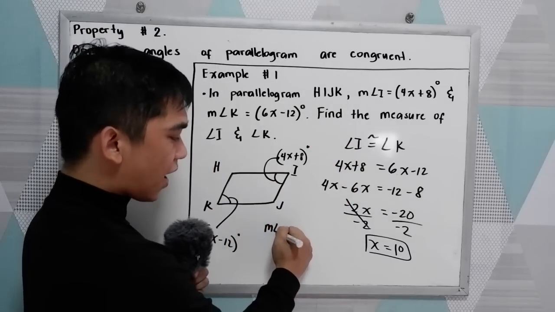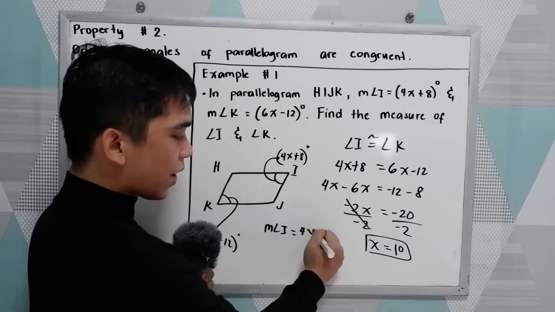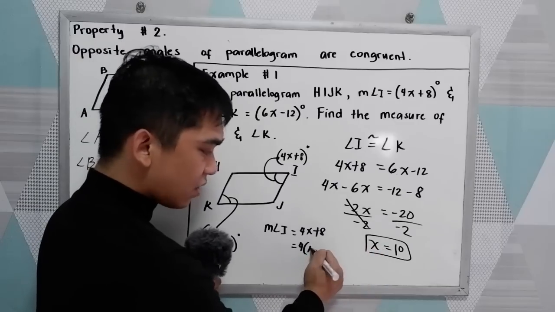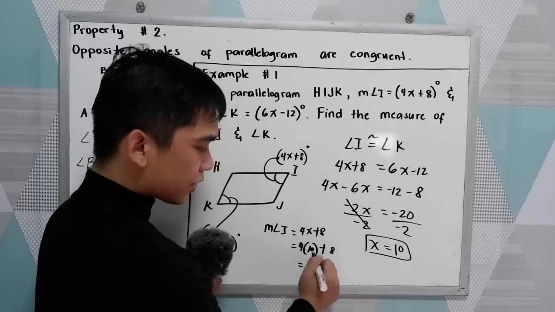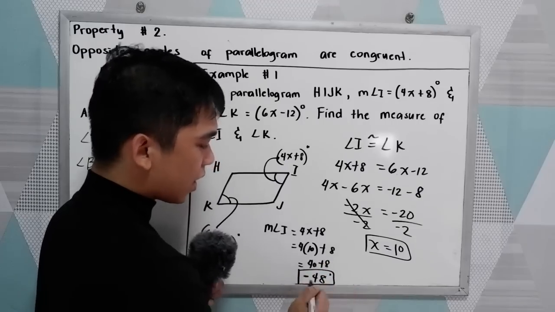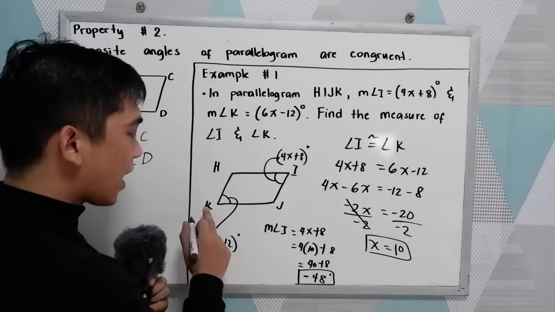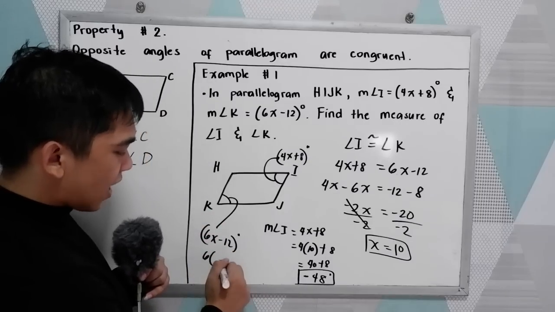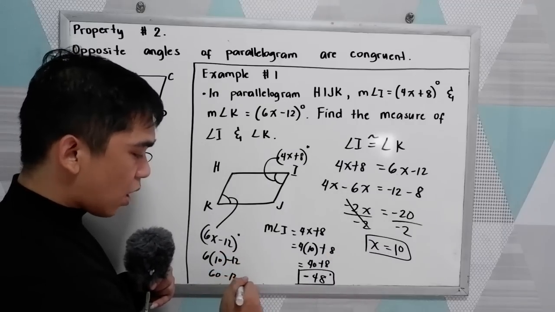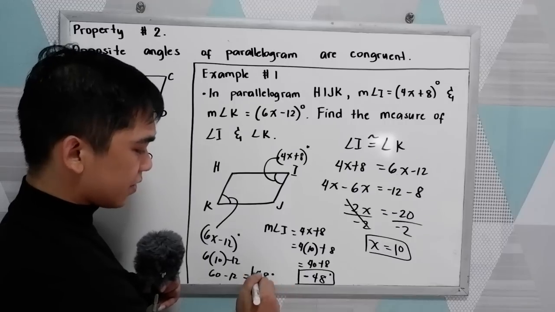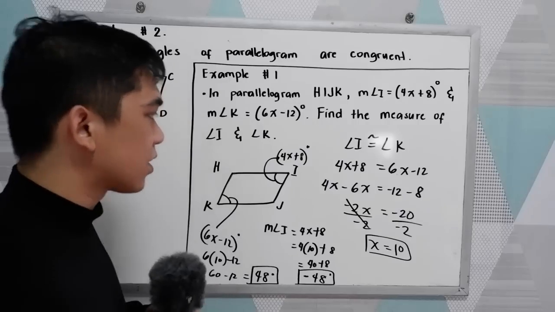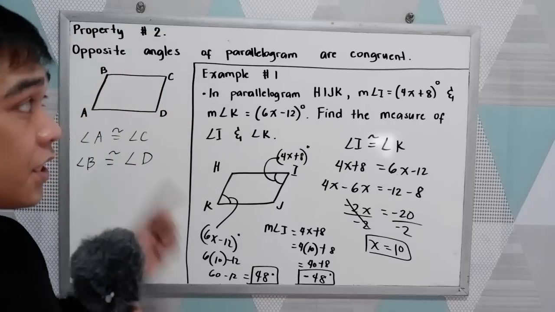Find the measure of angle I and angle K. So, measure of angle I is equal to 4x plus 8. Now we have 4 times x, which is 10, and we substitute, plus 8. So 4 times 10 is 40, plus 8. We now have 48 degrees for our angle I. And for angle K, 6 times 10, since x is 10, minus 12. So 60 minus 12 is equal to 48 degrees. Okay. Angle I is equal to 48. Angle K is equal to 48 degrees. And that proves our property number 2.